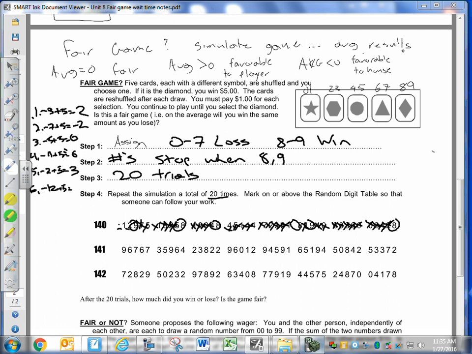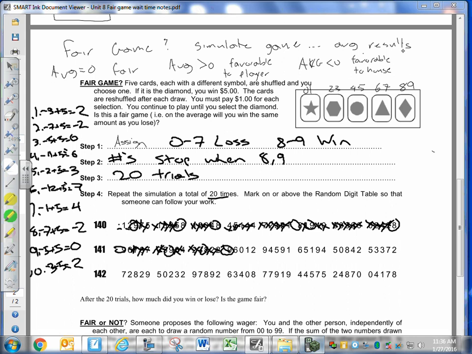7, number 7, $5 won, $1 lost, plus 4. 8, 1, 2, 3, 4, 5, 6, $7 lost, $5 won, minus 2. 9, 1, 2, 3, 4, minus 5, plus 5. 10, 1, 2, $3 lost, $1 won, $5 won.